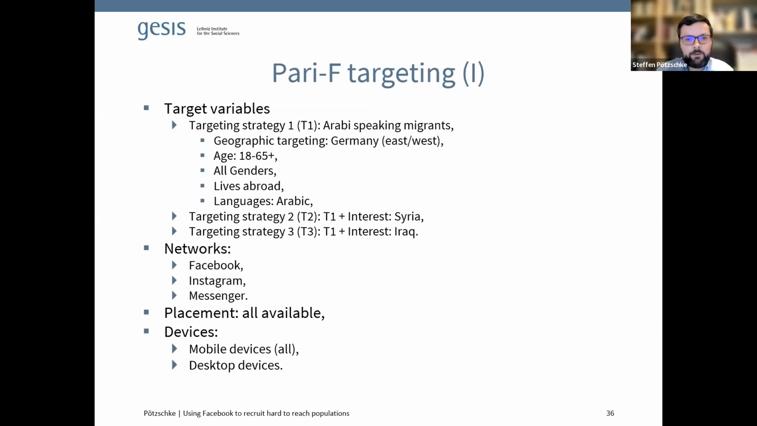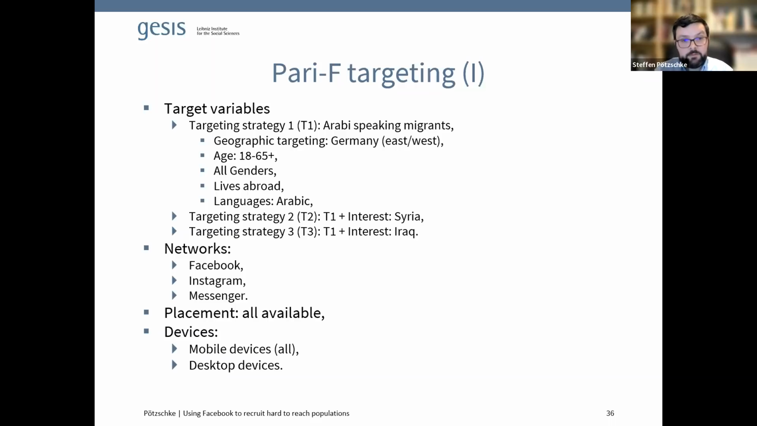Again, I'm not going to read out the whole list. So in this case, we used 3 different sets of targeting aspects. The most basic one is that we targeted Arabic-speaking migrants, meaning we chose Germany as location, defined age, gender, and so on. We applied the generic "lives abroad" variable and defined Arabic in the language indicator.